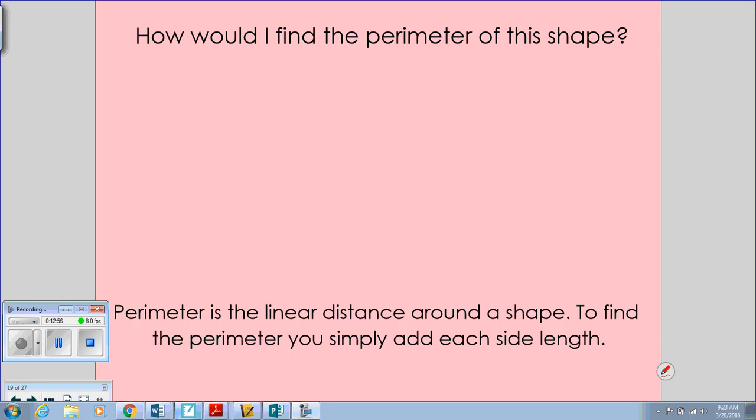So perimeter is essentially the distance around a shape, around the rim of a shape, using squares still. Go ahead and write that last sentence that I have down underneath where we just did that example.